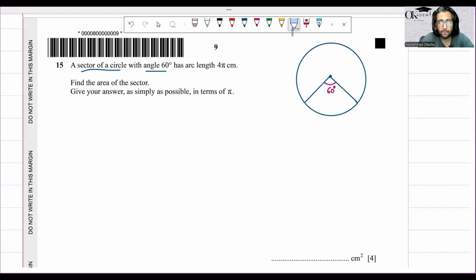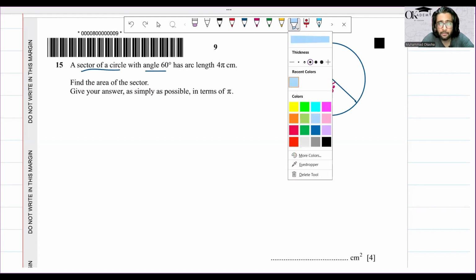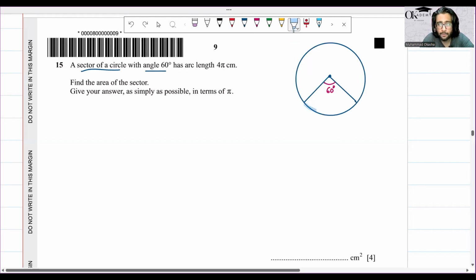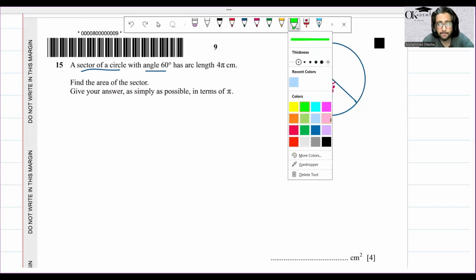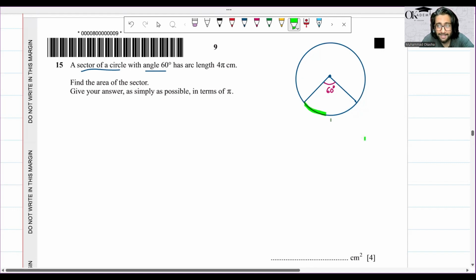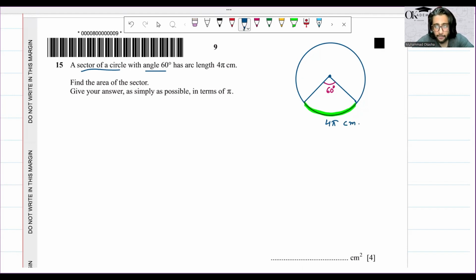So this arc length over here is 4 pi. Should I use a better color? I'm just too worried about the aesthetics sometimes. This arc length is 4 pi centimeters. Right, find the area of the sector. I don't know the radius of this circle, so the first thing I might have to do is find out the radius. But let's look at the formulae first.